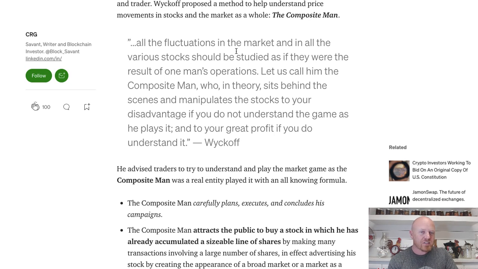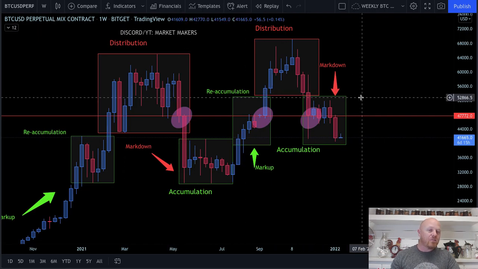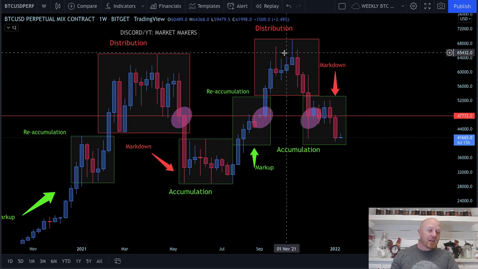All the fluctuations in the market and in all the various stocks should be studied as if they were the result of one man's operations. Let us call him the composite man, who, in theory, sits behind the scenes and manipulates the stocks to your disadvantage if you do not understand the game as he plays it, and to your great profit if you do understand it. That's why part of what I'm doing, guys, is teaching you the Wyckoff method, because it is an invaluable way to trade.